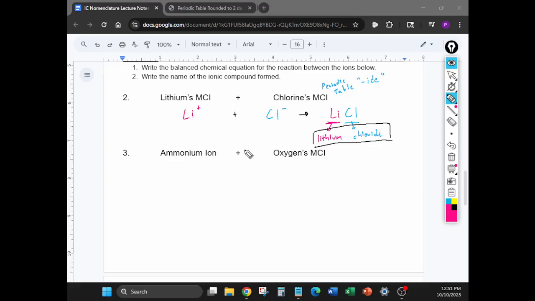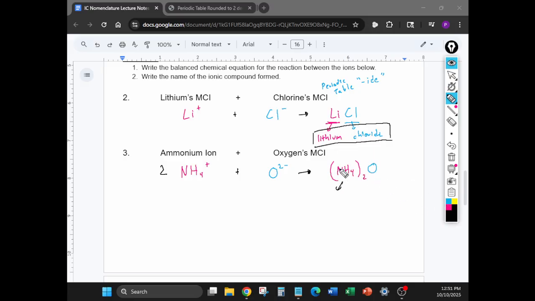All right, let's move on to number 3. Ammonium, if you look at the polyatomic chart, is NH4+. Oxygen's monatomic ion is 2-. So in order to balance this out, we need two ammoniums to balance out the one oxygen. If we write the formula, it's going to be NH4 in parentheses, subscript 2, and O.